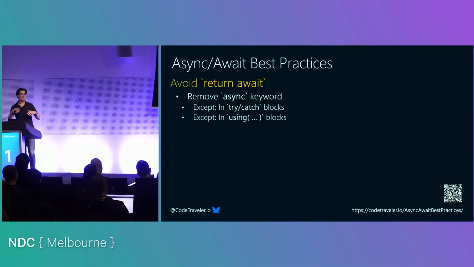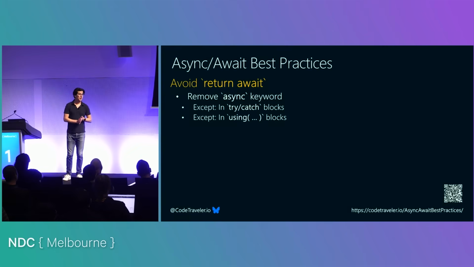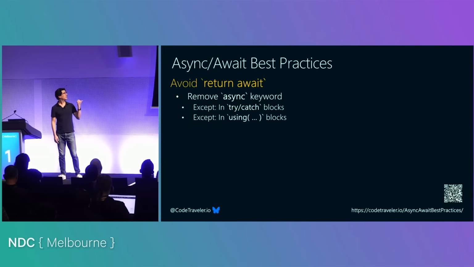So you can avoid implementing async void. We can avoid return await. If the only place in your method where you're using the await keyword is in the return statement, you can just instead return the task.